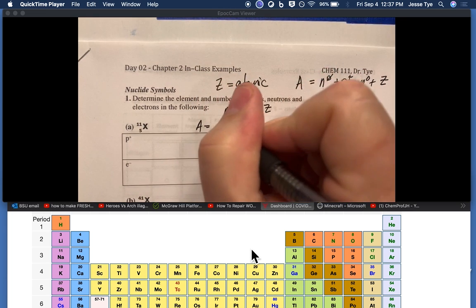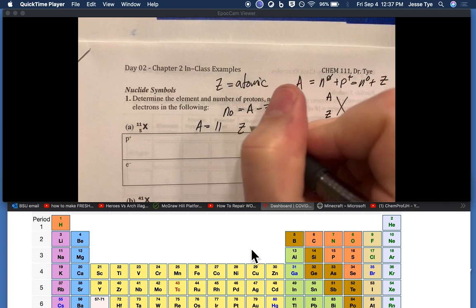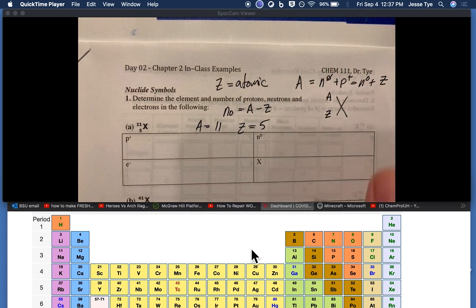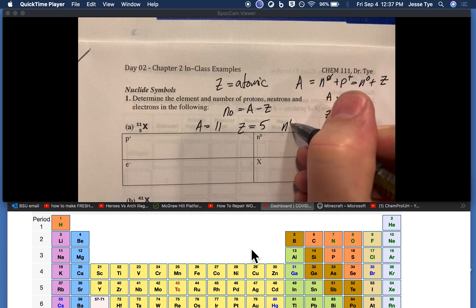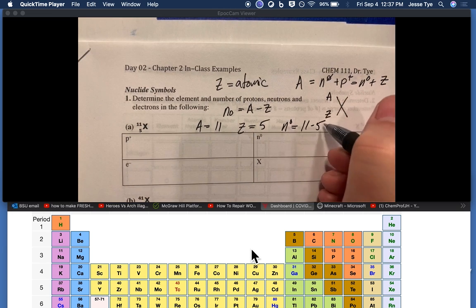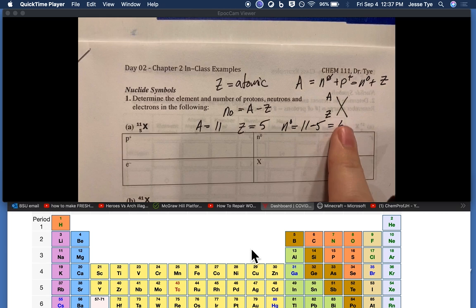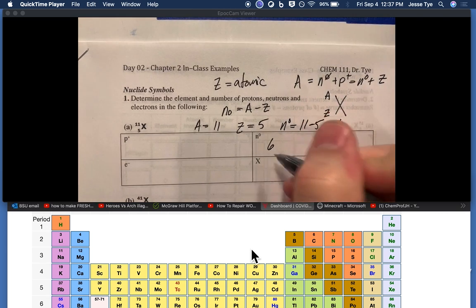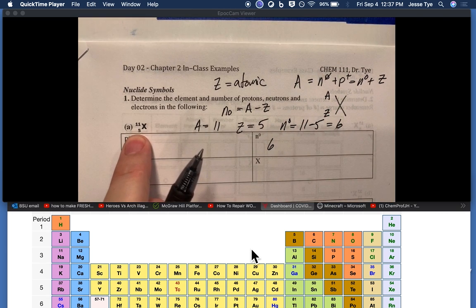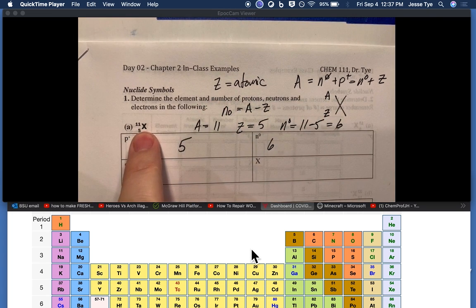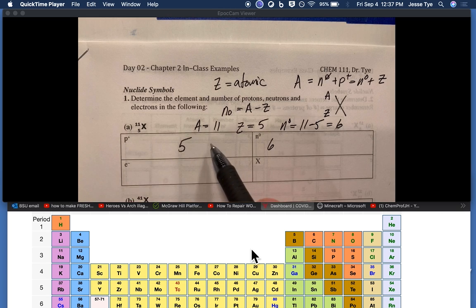A is equal to 11. Z is equal to 5. So the number of neutrons is equal to 11 minus 5. So this particular atom has 6 neutrons. This tells me the protons directly is 5. There's no charge indicated, and if there's no charge indicated, that means that the charge is 0. And so for the charge to be 0, if I have 5 positively charged particles, I must also have 5 negatively charged particles.